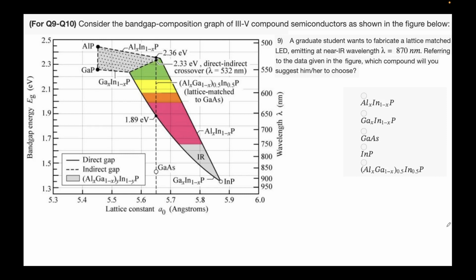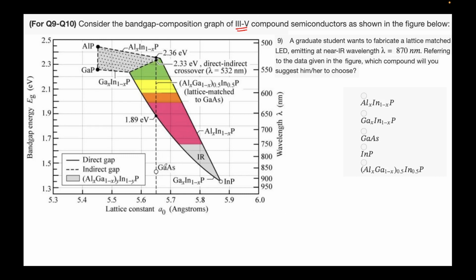So let's do this. For the next two questions, we are asked to consider the band gap composition graph of 3,5 compound semiconductors as shown in the figure below. For 3,5 compounds, we have already discussed that silicon and germanium, for instance, are group 4 elements, right? But if you combine one group 3 element with a group 5 element, you also get semiconductors. So for instance, gallium is a group 3 component.